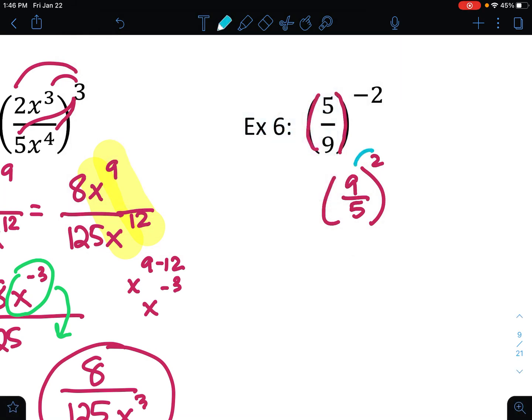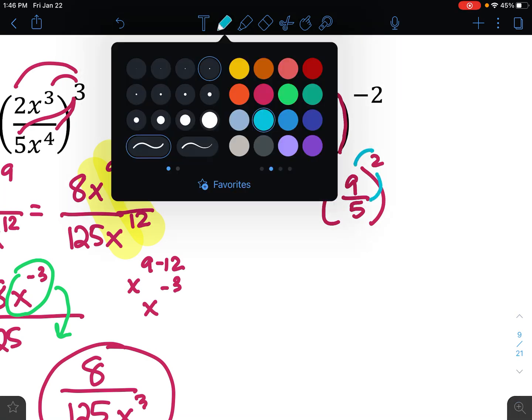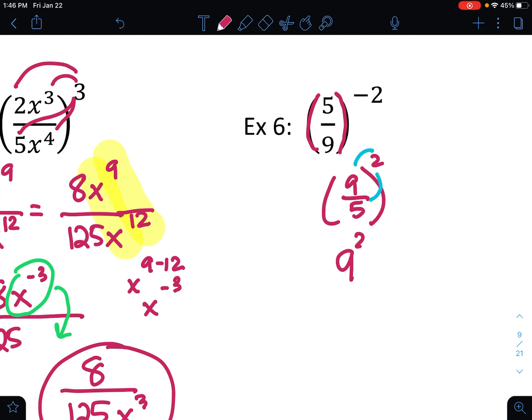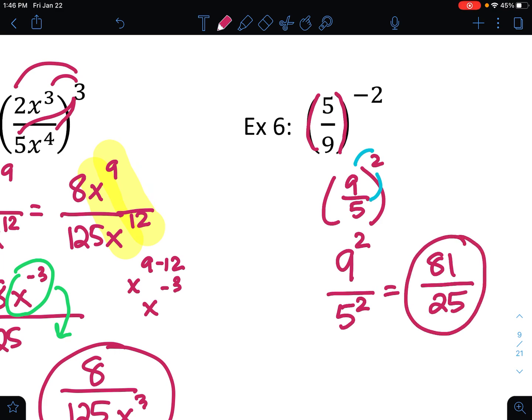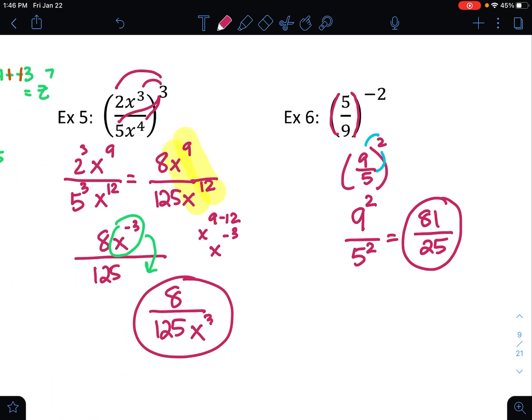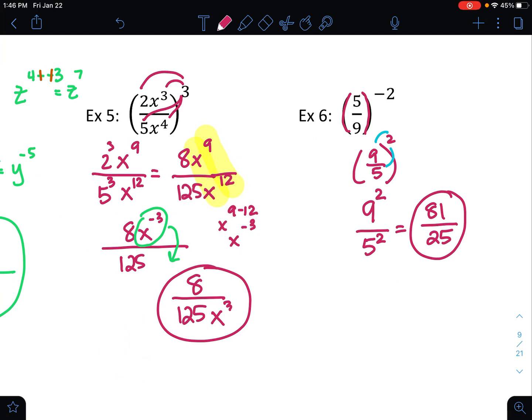So now I can go ahead and apply power 2 into our parentheses. So then I would have 9 to the second over 5 to the second. And then now simplify. That would be 81 over 25. And I don't want decimals, so I'm just going to leave it as a fraction, 81 over 25.